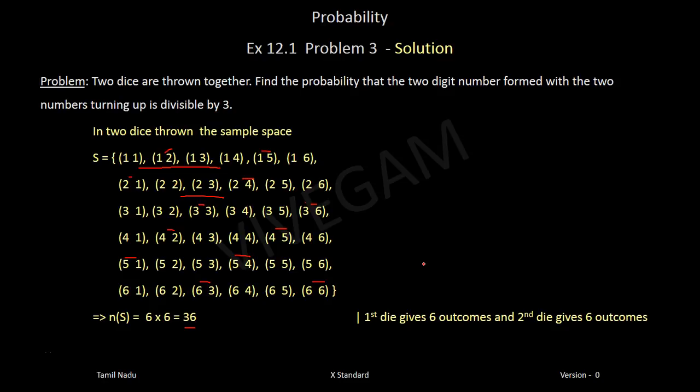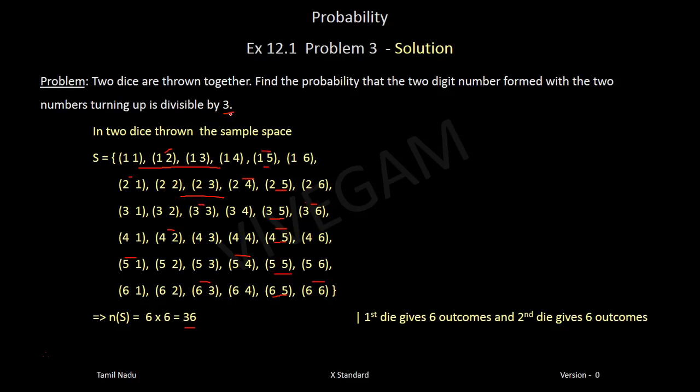Now let's say they say it's divisible by 5 instead of 3. They say 5. What are the possible outcomes? 15. So this is divisible by 5, right? Here 25. Then in this case 35, 45, 55, 65. So 1, 2, 3, 4, 5, 6. 6 outcomes out of 36 are possible. So 6 divided by 36. So 1/6 is the probability of getting a number divisible by 5.